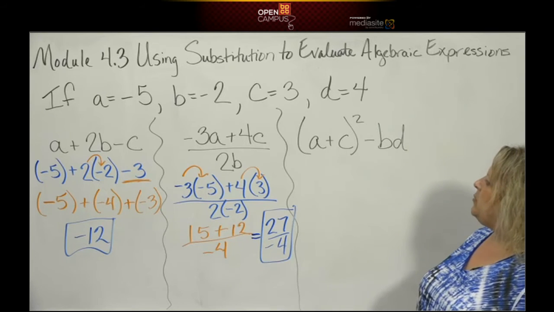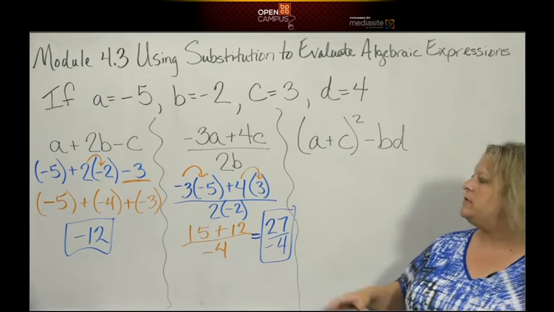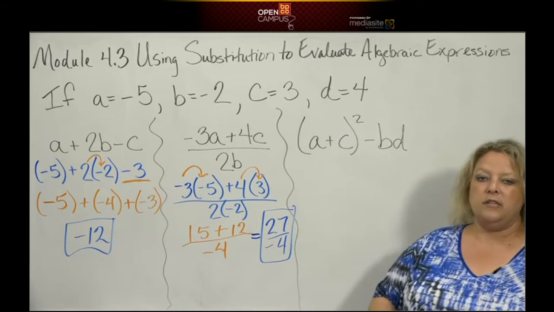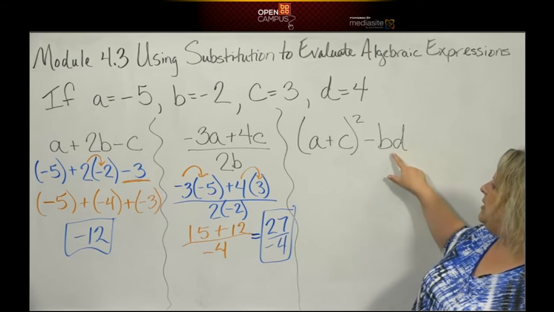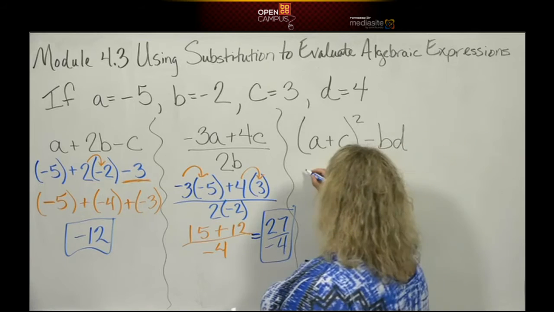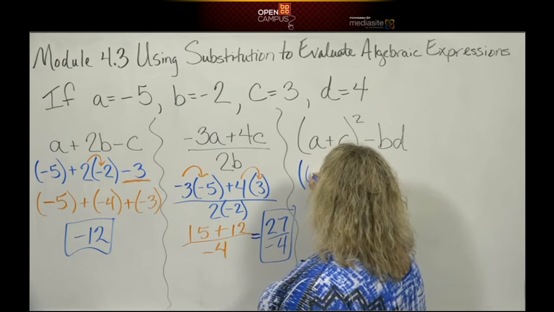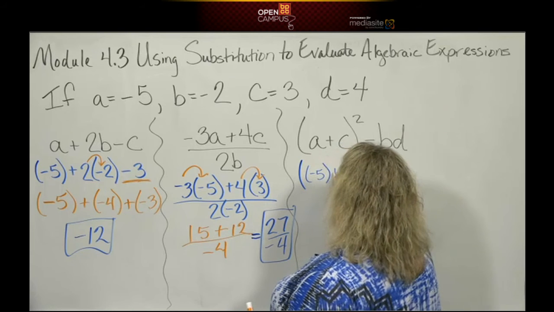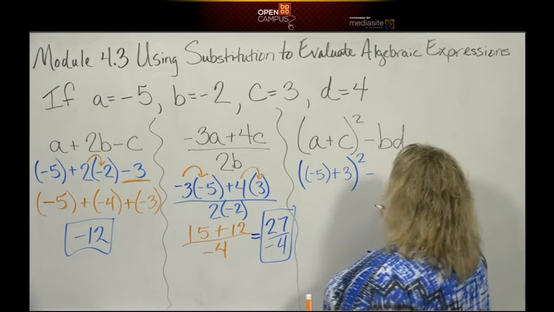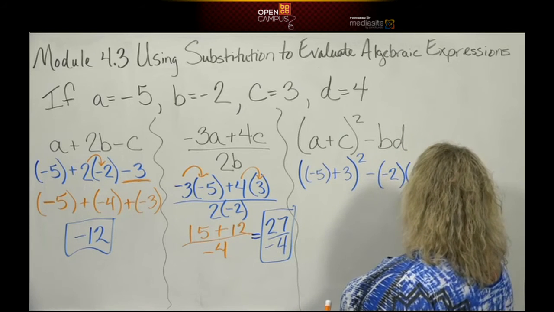Okay, let's look at the last problem. I have a plus c, that's in parentheses, grouping symbols, so that means we're going to do that first. I see an exponent, that means I'm going to have to do that also. And then bd, that means multiplication. So let's replace our variables with our numbers, and let's see what we have. I have -5 plus 3, that's in big parentheses, squared, minus b. b is -2. D is 4.